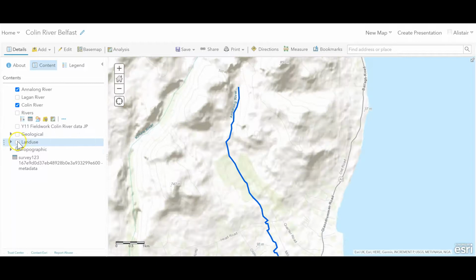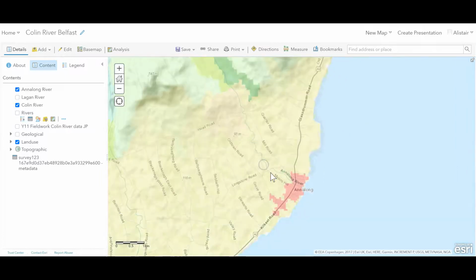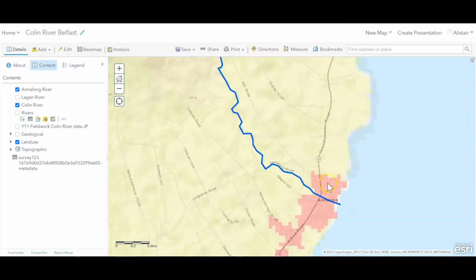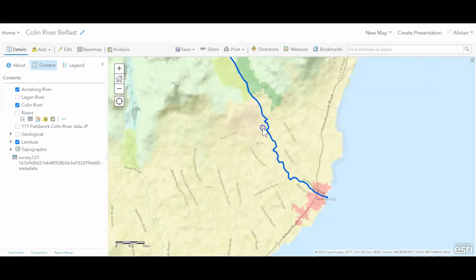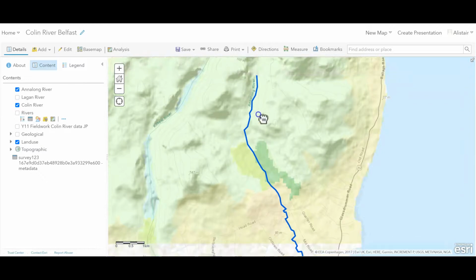What about land use? Let's turn on that layer. Is there an urban area here? Well, yes, there is. It's called Annalong, surprisingly enough, the town here down near the coast. But if we trace the river back upstream, we discover that that is the only urban area that it flows through.